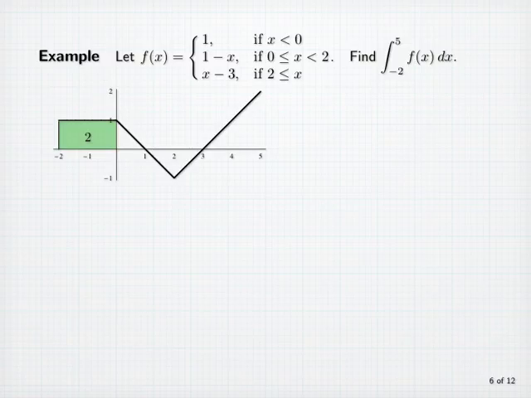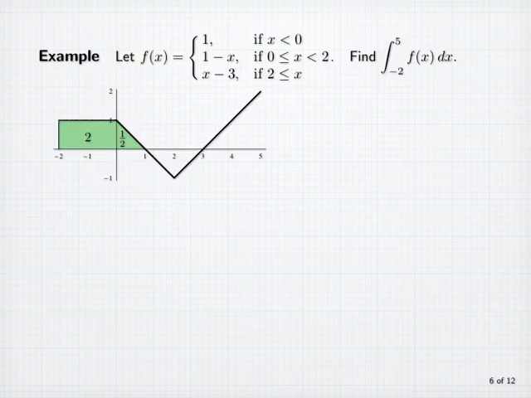Between x equals 0 and x equals 1, the graph is still above the x-axis, and the corresponding part of the region is a simple triangle with width 1 and height 1, and so it has an area of 1/2, and so that contributes 1/2 to our integral.